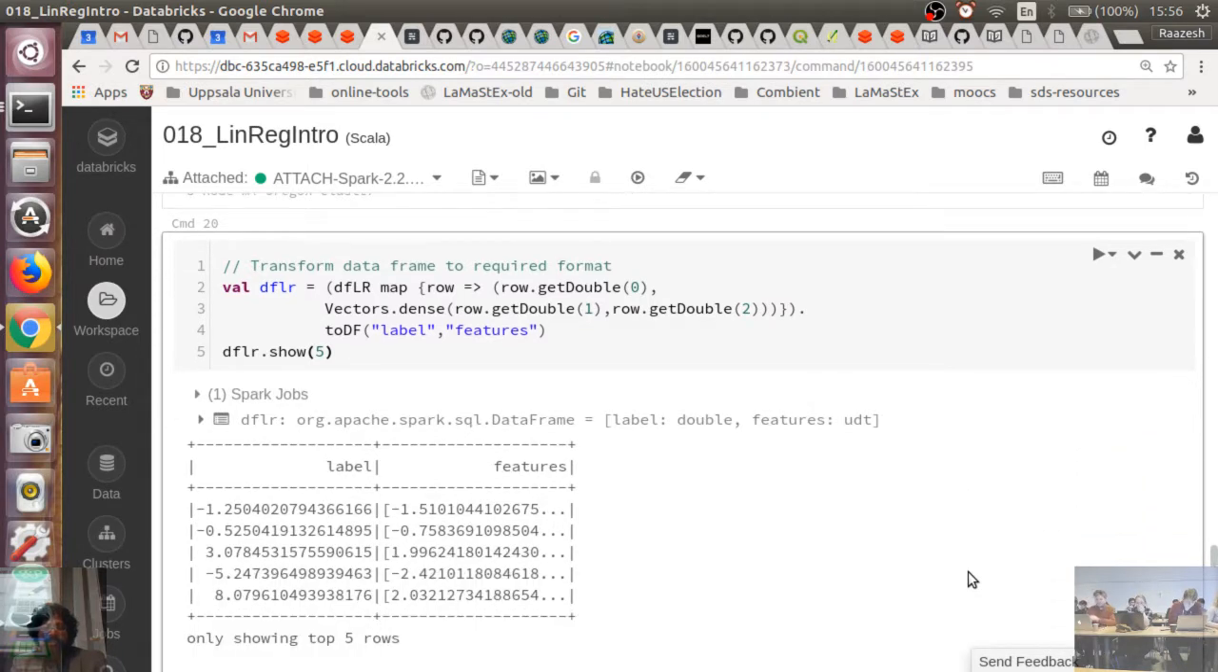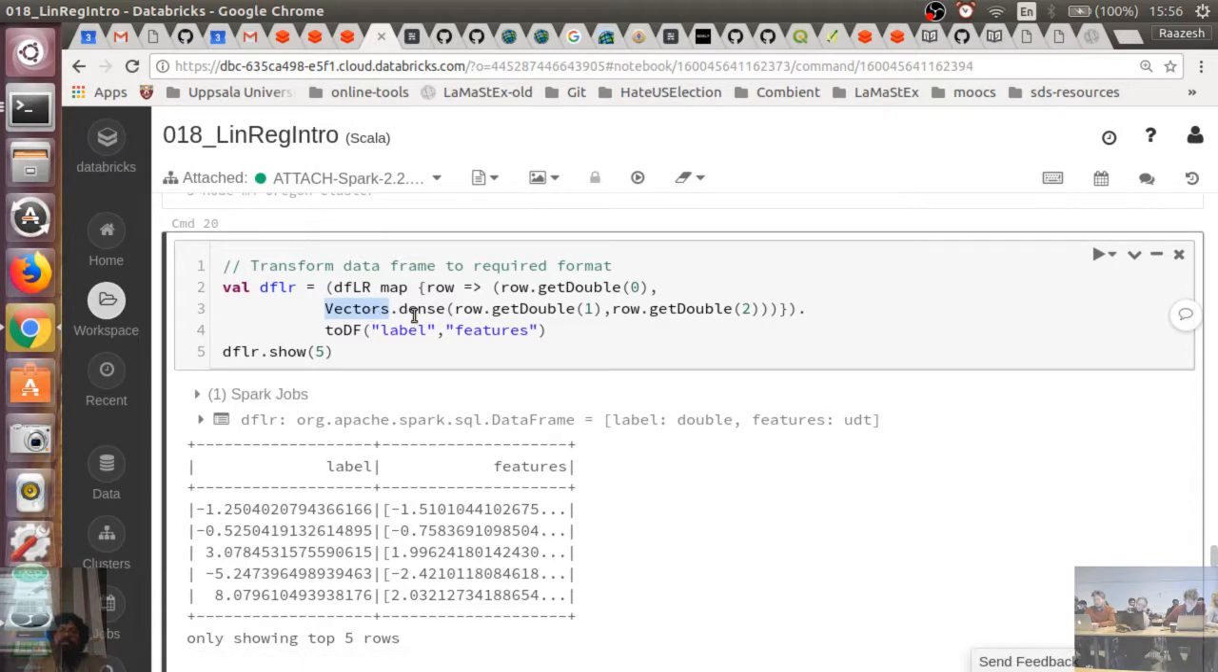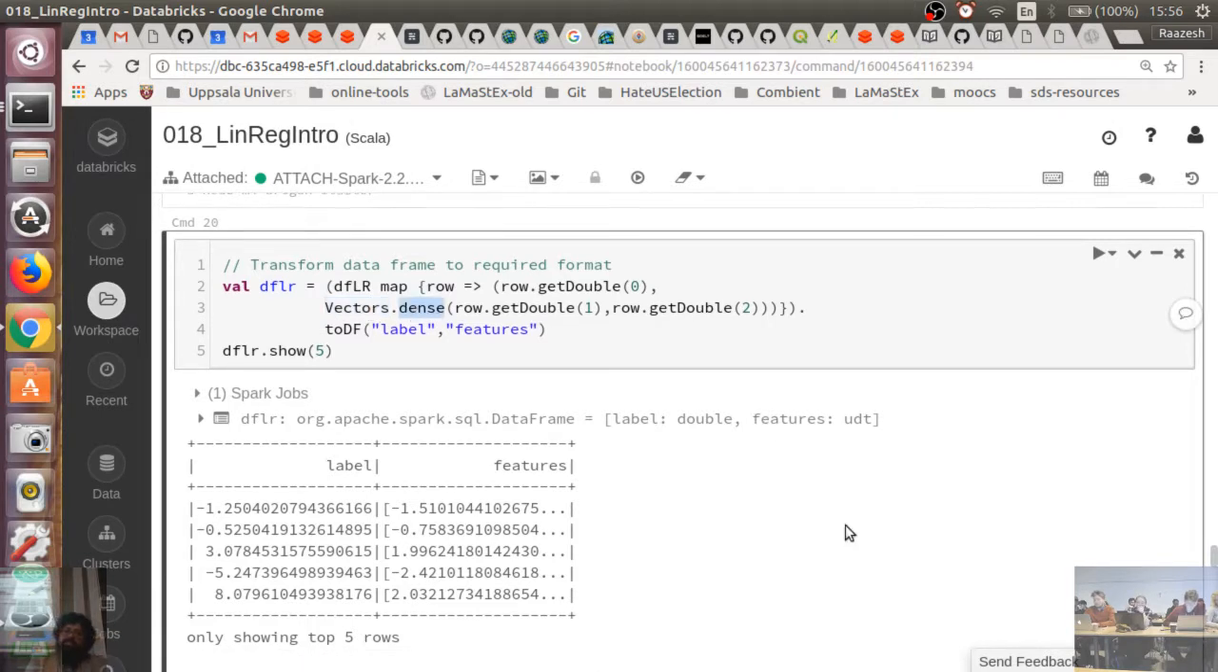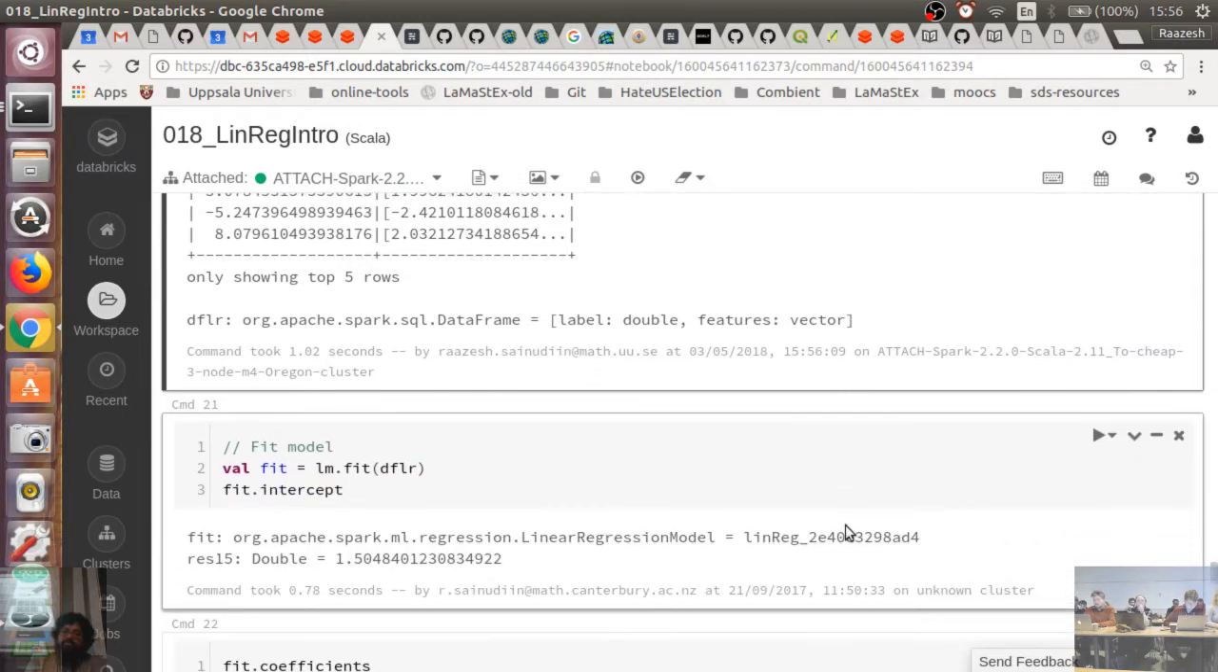So here, I transformed the data frame to the required format, because I need a column called label. Remember, that's my y values, and I need a column called features. And features need to be MLlib vectors, dense vectors. That's all I'm doing, because that's really what the MLlib library expects.